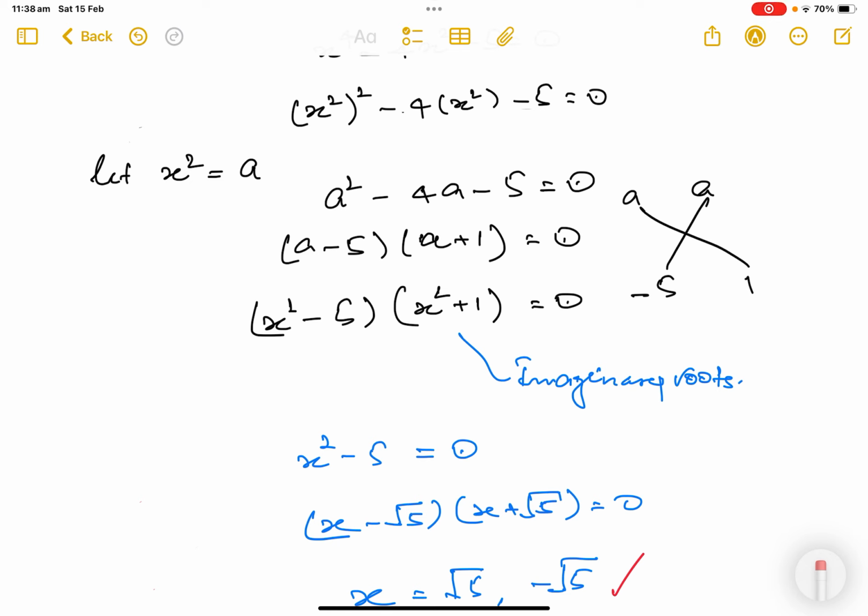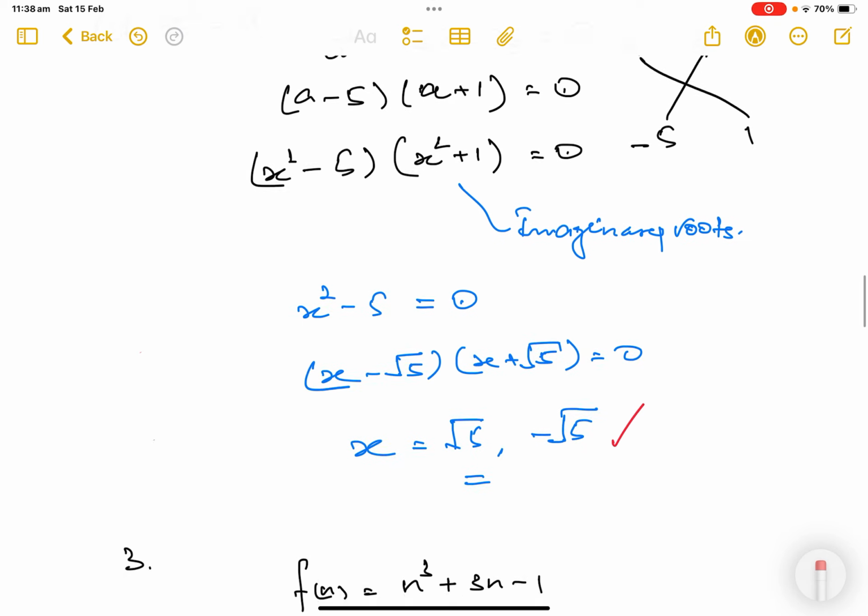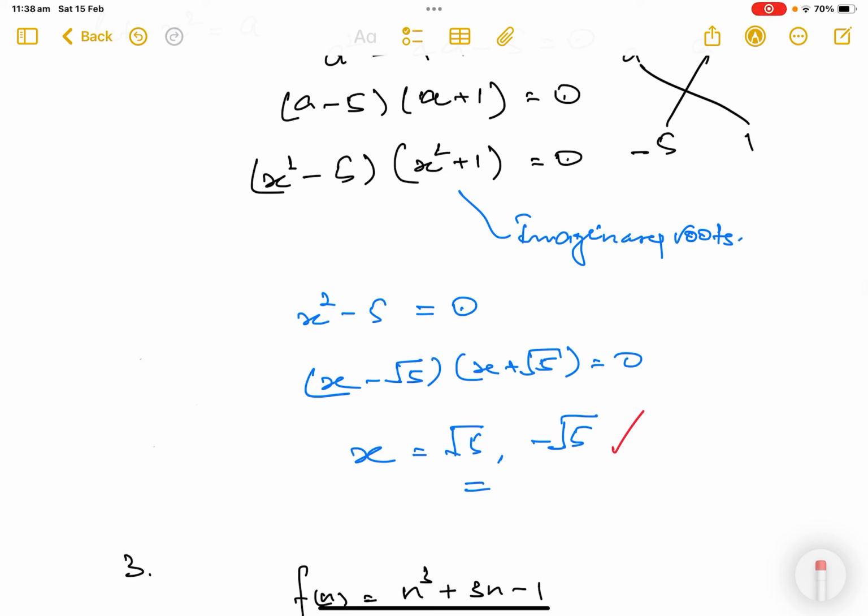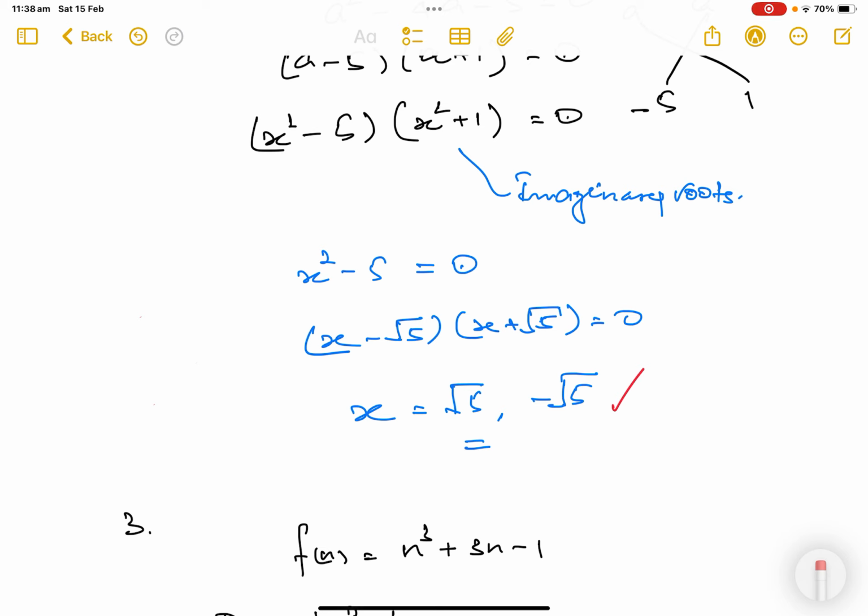Now we can replace a with x squared. So x squared minus 5 and x squared plus 1 equals 0. So x squared minus 5 is 0 or x squared plus 1 is 0. That gives us imaginary roots. Well, we've only been asked to find the real roots. So x squared minus 5 equals 0.